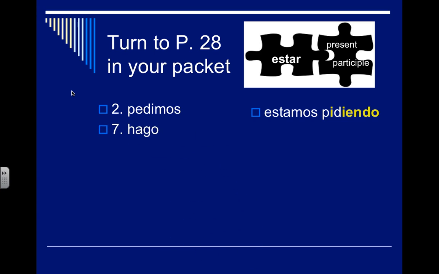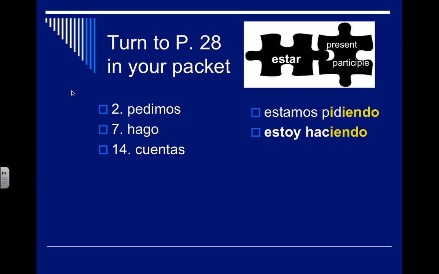Another example, número 7. Número 7 reads hago. Hago is conjugated in the first person singular. That would be the yo form. So estar should be in the yo form. And the answer is right. You are correct. It would be estoy. Estoy haciendo. Like right now, estoy haciendo mi tarea. Ching ching to you.